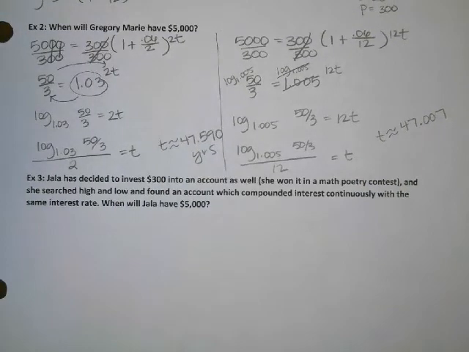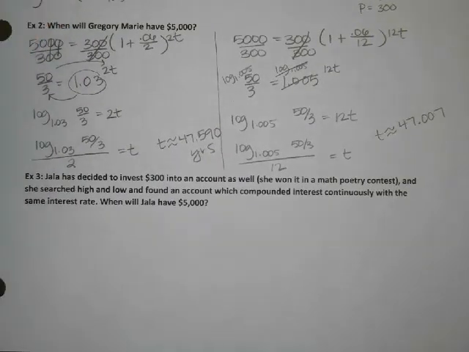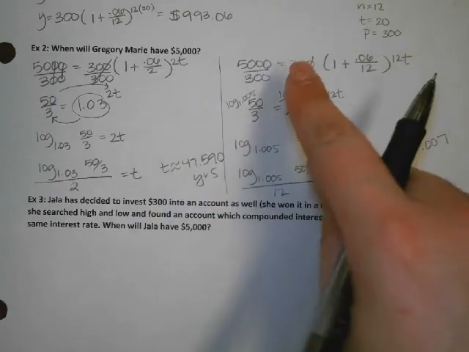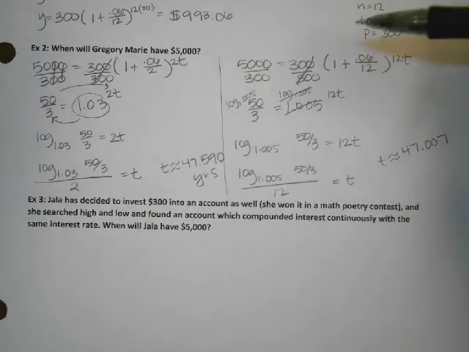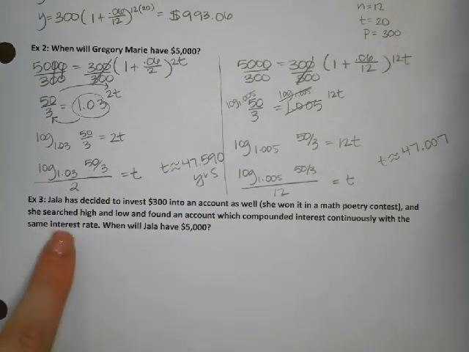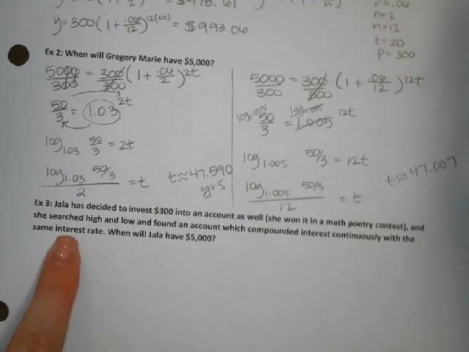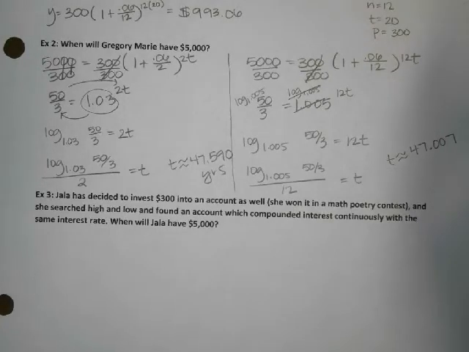All right. For the next example, Jayla has decided to invest $300 into an account as well, and she did win this money by doing a math poetry contest that she won. She searched high and low, and she found an account which compounds the interest continuously, which is better. So compounding it twice a year or monthly, but compounding it continuously means you're doing it all the time, so your money is accruing interest faster. So she does have the same interest rate as Gregory Marie. When will Jayla have $5,000?